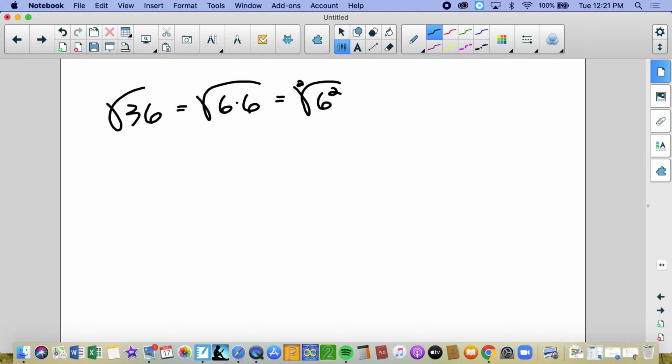And we remember this is a square root. There's an invisible 2 there. And we know that the square root is going to cancel with the square. They are inverses of each other. And when they cancel out, they're left with 6. So when we see the square root of 36, we know that it equals 6.